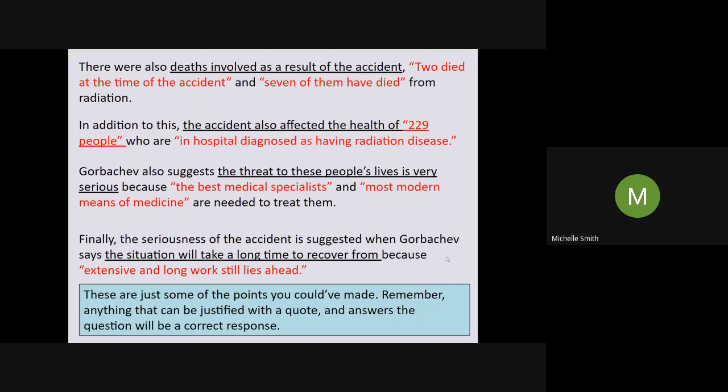Anything that has got a quote to support it and is answering the question correctly will get you a mark, a correct tick, a response in an exam situation. Okay, and remember, it's out of 10. So we want to try and at least be making 8 points supported by 8 different quotes. Okay, well done.